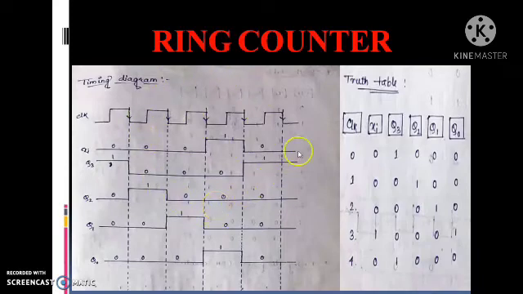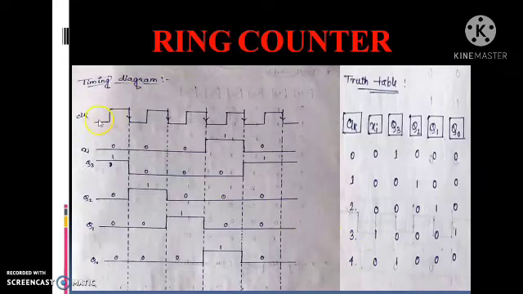At first we look at the truth table. When the clock pulse is 0, Xi value is 0. When the clock pulse is 1, Xi value is 0. When the clock pulse is 2, the Xi value is also 0. When the clock pulse is 3, Xi value is 1. When the clock pulse is 4, Xi value is 0. So go to the timing diagram.